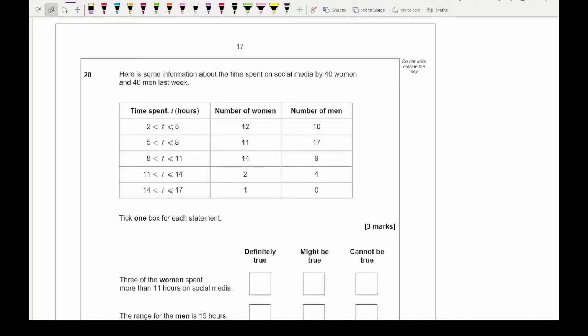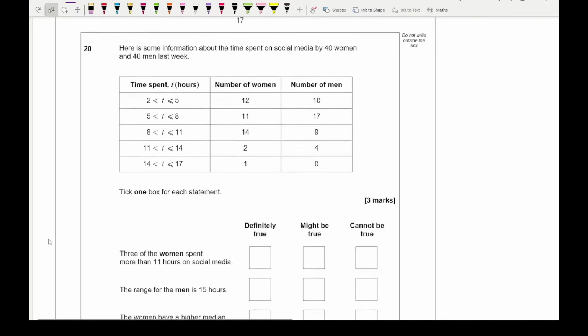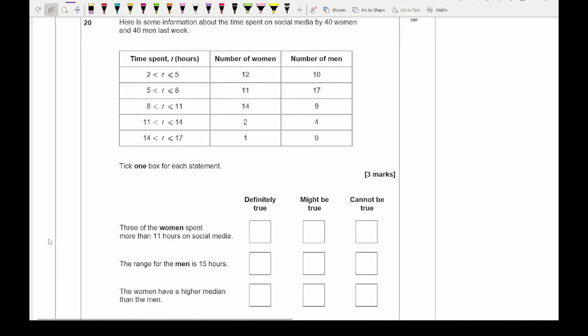Now, moving on to question 20, it says, here is some information about the time spent on social media by 40 women and 40 men. And the question is asking us to tick one box for each statement. So for the first one, it says three of the women spent more than 11 hours on social media. So if you look at more than 11 of the women, and more than 11 is in this box here and this box here. So if we see that we've got two that were in the second to last option and one in the last option, so that there is definitely true.